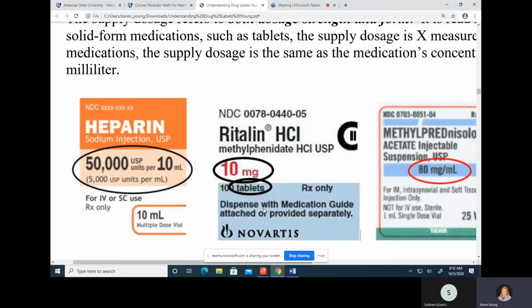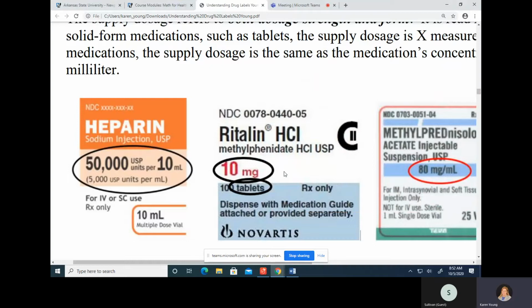The HCL is part of it. The USP stands for United States Pharmacopoeia, and it's a national drug list, okay, of approved drugs. So that's the brand or the generic name. What is my dosage form?